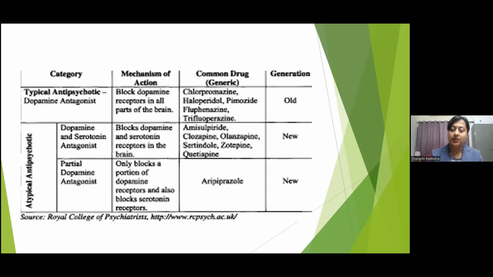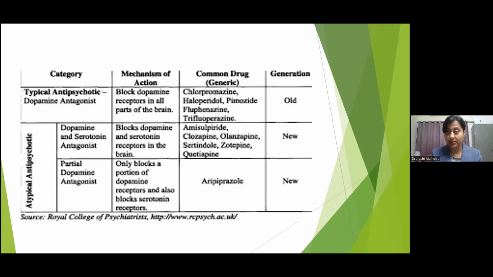Now, the other category is atypical antipsychotic drugs. Atypical means it does not block only dopamine receptors, but it also blocks the serotonin receptors. So the first one is dopamine and serotonin antagonist. It blocks dopamine and serotonin receptors in the brain. Common drugs are amisulpride, clozapine, olanzapine, quetiapine, etc.